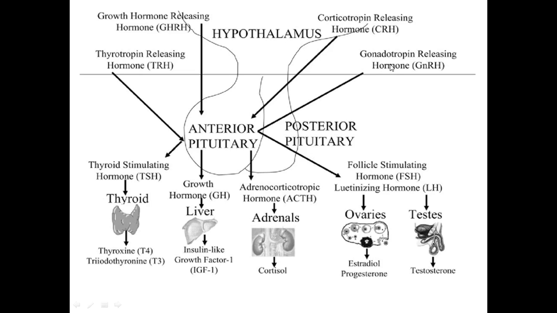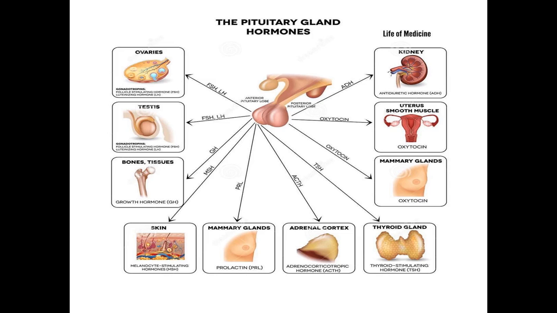Another hypothalamic hormone is the gonadotropin releasing hormone, which acts on the anterior pituitary gland and stimulates the release of follicle stimulating hormone and luteinizing hormone. Both act on the gonad. From the posterior pituitary, we have the antidiuretic hormone, which acts on the kidney and stimulates water reabsorption, and oxytocin acts on the uterine smooth muscle and on the mammary gland.